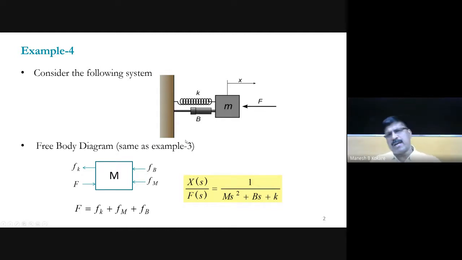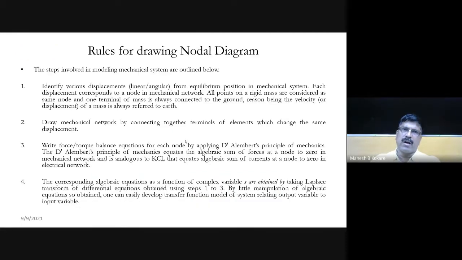Now, the examples we have studied so far are all really simple examples. But if there are complicated or bigger examples, then solving the problem of mechanical systems will be a bit difficult. For that, we have to draw the nodal diagram, and for the nodal diagram there are certain rules. There are four rules with which we can draw the nodal diagram. Once you draw the nodal diagram, you can apply the force equilibrium equation at every node, and overall you can find the transfer function by identifying the output and the input.